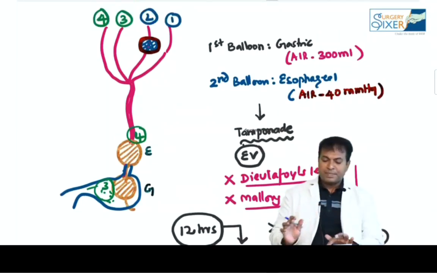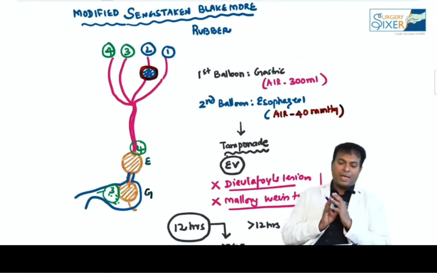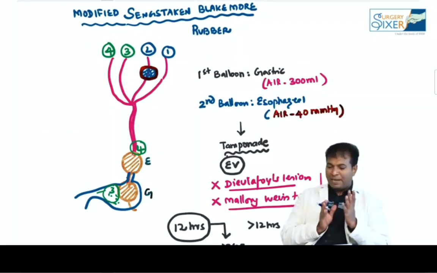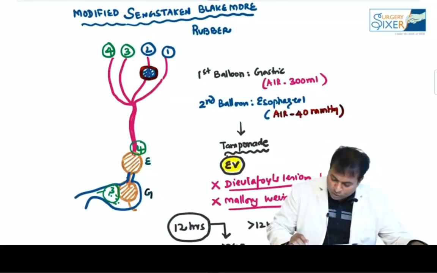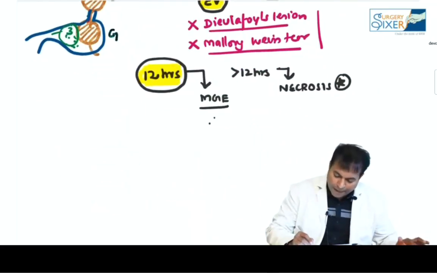Please don't forget, this is the Sengstaken-Blakemore tube, a high yield topic. The first balloon inflated is the gastric balloon, with 300 ml, and the second balloon is the esophageal balloon, inflated up to 40 millimeters mercury. The tamponade effect is only useful for esophageal varices. We can use it for a maximum of 12 hours. Now, Mr. Ramu will be shifted to a medical gastroenterologist.